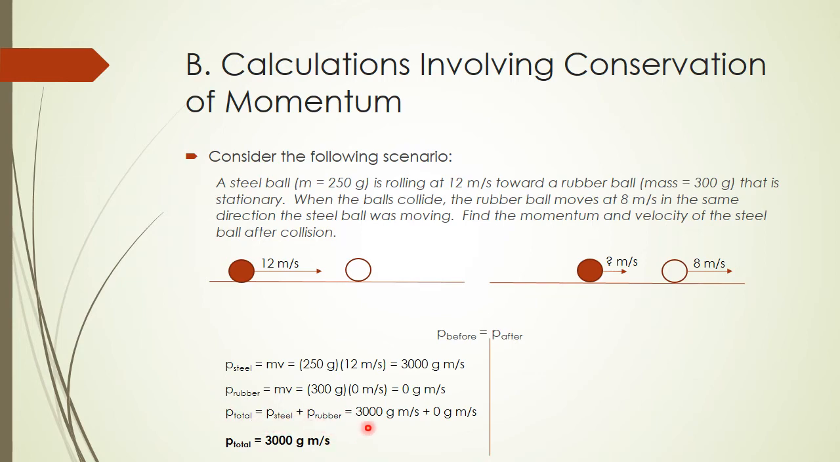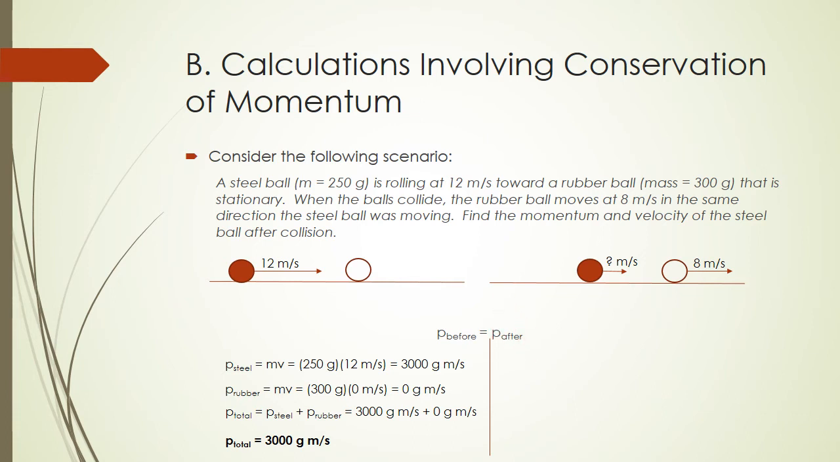So 3,000 gram meter per second plus 0 gram meter per second gives us 3,000 gram meter per second. That is the total momentum of the system before the collision. Now remember our entire principle here for the conservation of momentum.